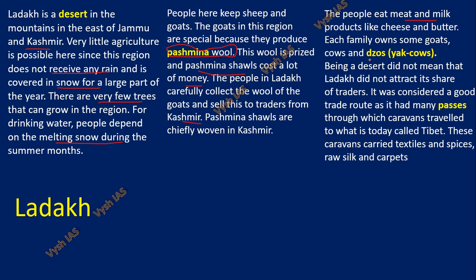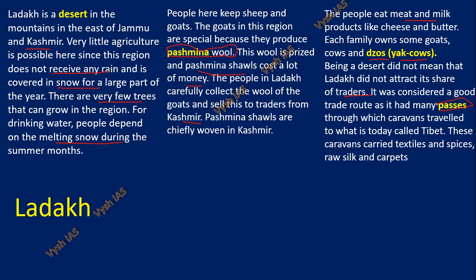And then if you see this one term, DZOS, this is referring to the yak-type cow that you would have seen in movies, or if you have gone to Ladakh yourself, you would have seen it personally. Being a desert did not mean that Ladakh did not attract its share of traders. Just because it's a desert doesn't mean it is cut away from everywhere. It was considered a good trade route as it had many passes.